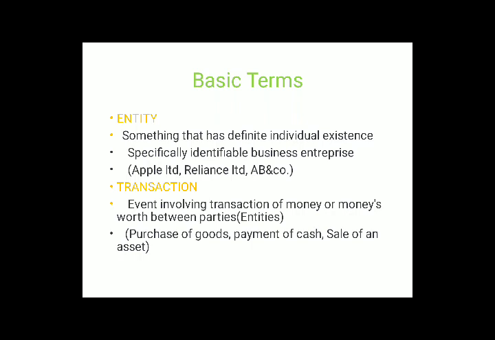So for example, purchase of goods. If one entity purchases goods from the other entity, it is a transaction. And in turn, if the money for the purchase of goods is paid by the first entity, it's also a transaction. So the payment of cash, sale of an asset for money, all are transactions.